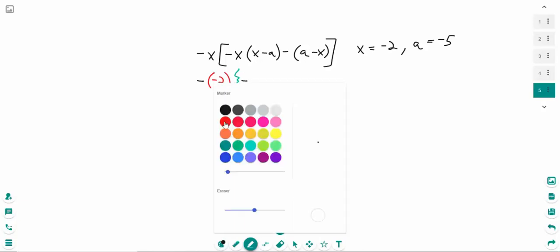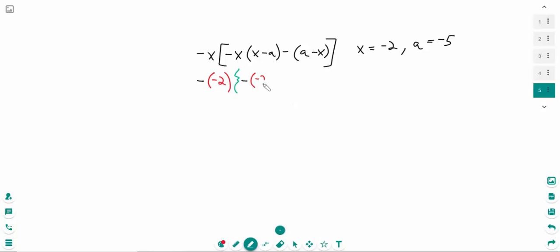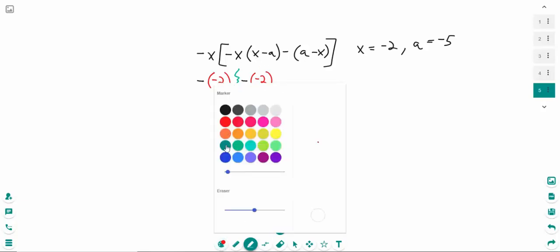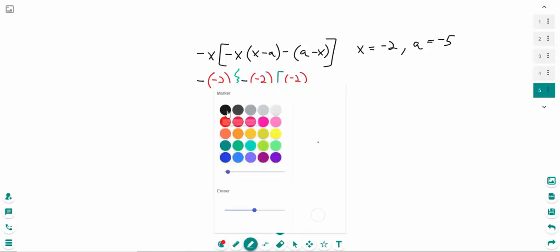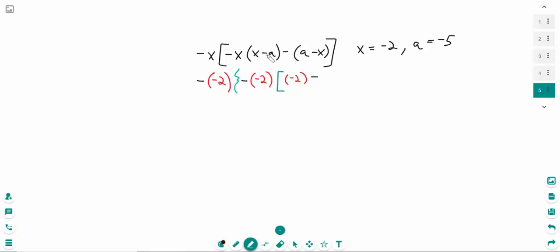followed by our x. So our x was a negative 2, so we have to plug that negative 2 in. And now we have a parenthesis, so we're going to upgrade that to a bracket, right? And then we have another x, which will be our negative 2 once again. And then we have that negative sign, which we're just going to bring straight down. So we have the x minus a, so we have the negative 2 minus an a, which is a negative 5, so we'll put that in.